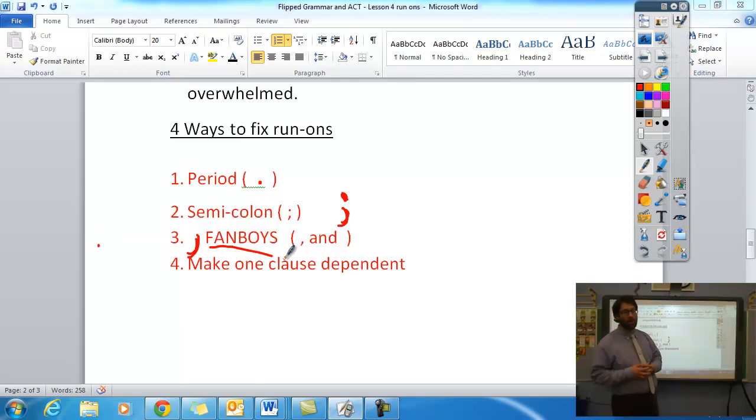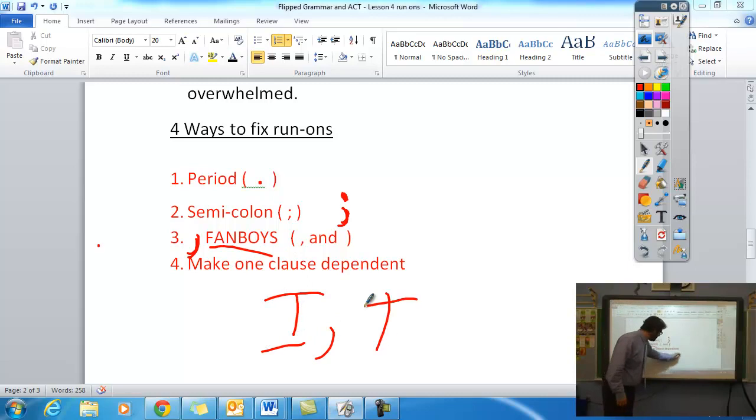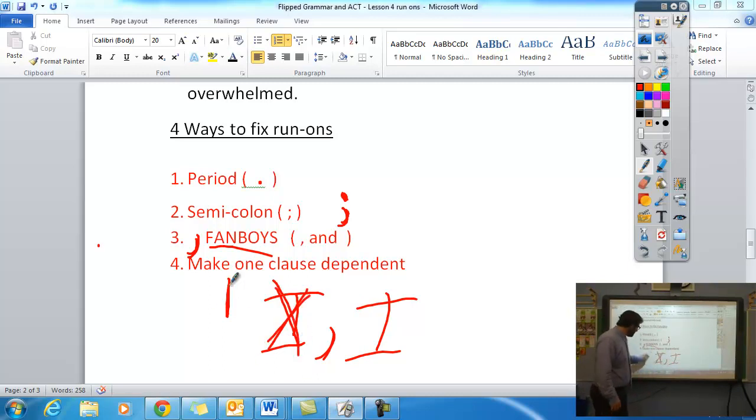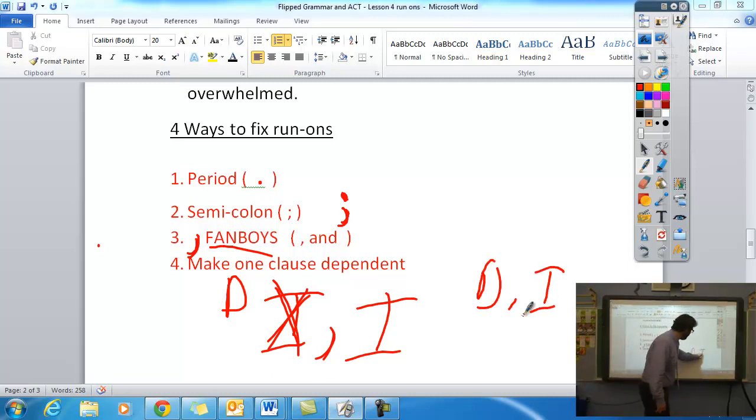Or you can make one of the clauses dependent. If you've got 2 independent clauses in the same sentence, connected by a comma, you've got yourself a run-on. How do I fix it? Well, I can make one of these clauses dependent, right? Now I've got dependent, comma, independent, and I've got a complex sentence, okay?